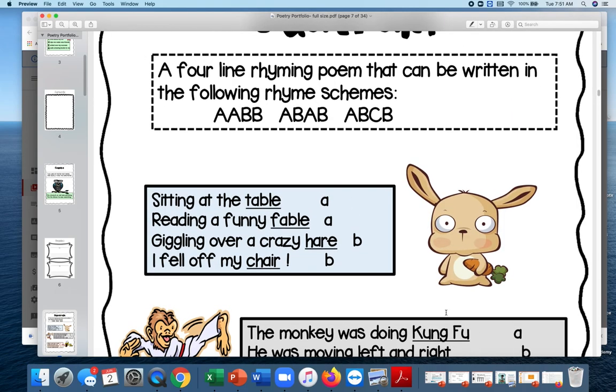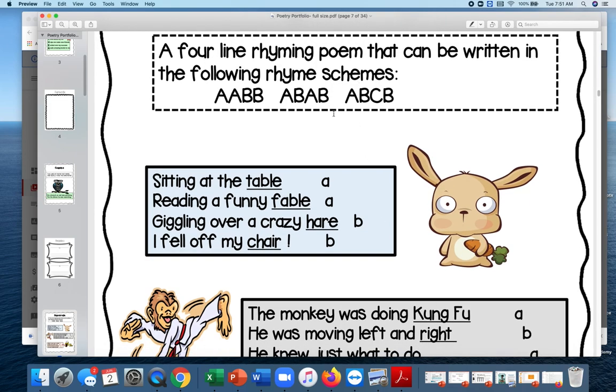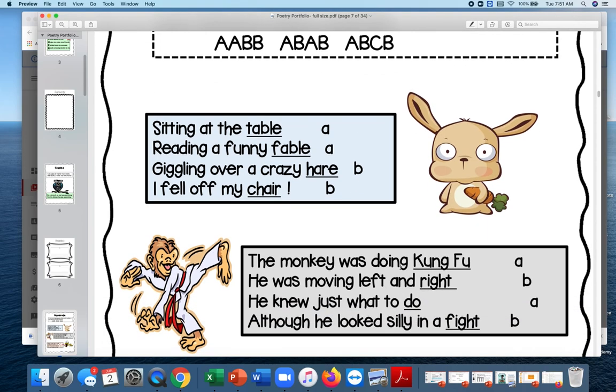Okay, last one is A, B, C, B. Now, this one's a little bit more common, actually, where only the 2nd and the 4th rhyme, and that's way easier to do than the other ones.